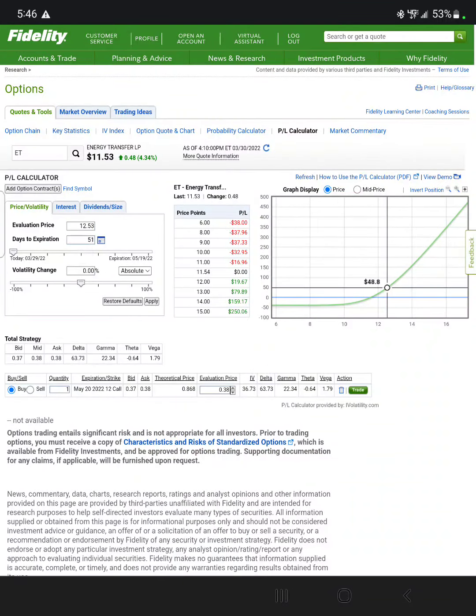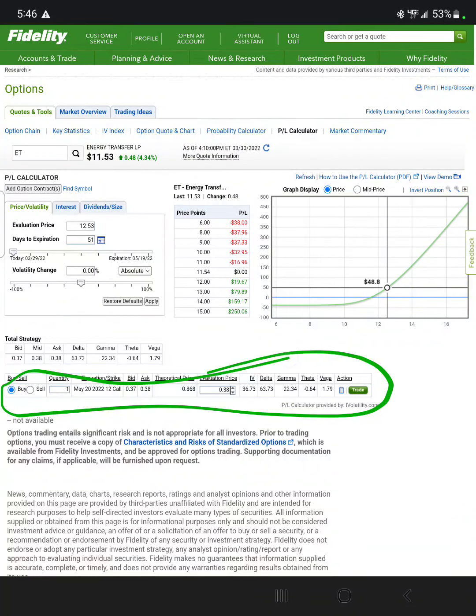All right. And then they actually give you the option down here to, if you like this setup for this option contract, you can trade it right there, or you can buy or sell it. So you can buy to open or sell to open, depending on the position you want to take. And it gives you the Greeks right there.